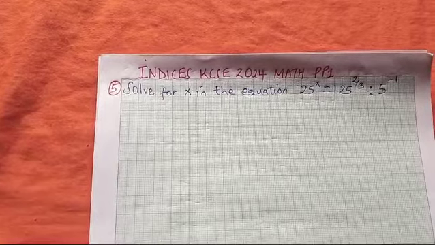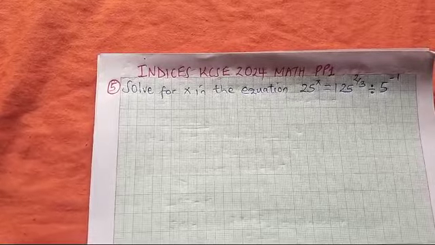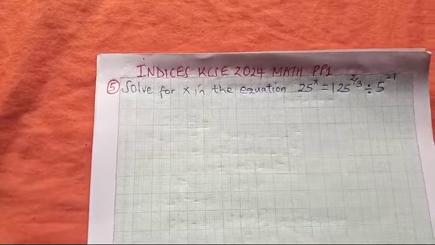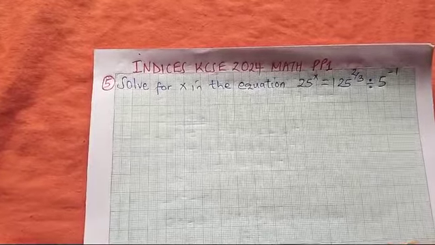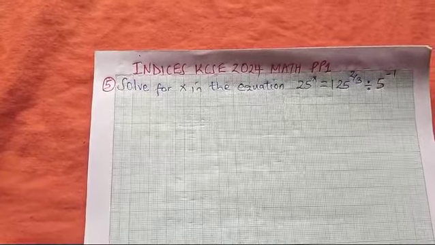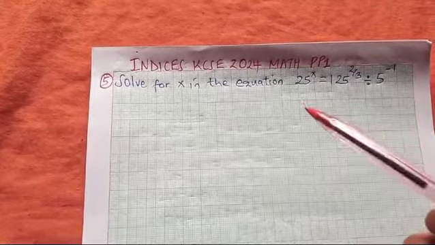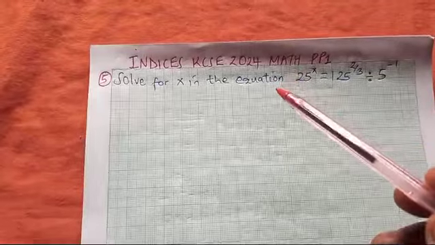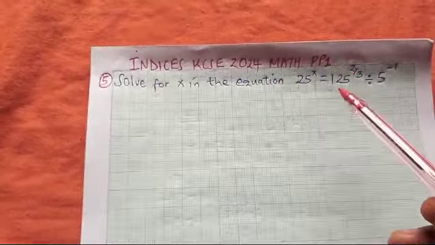Indices KCSE 2024 Mathematics Paper 1. We want to check out this question and get to see what was supposed to be done in this question. I want to repeat what I said in my previous presentation, that most of the work that is set in paper 1 comes from form 1 and form 2.